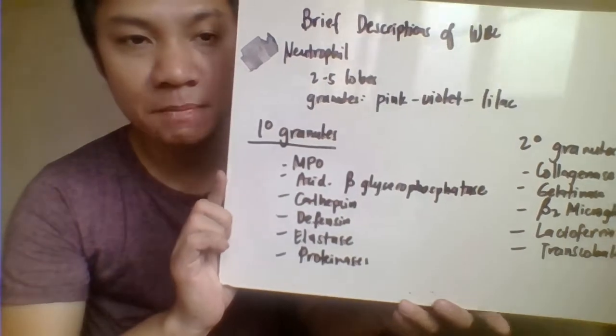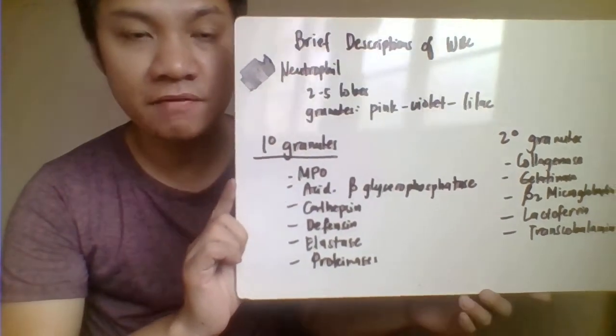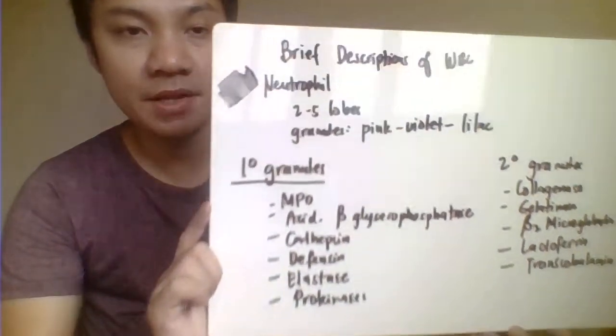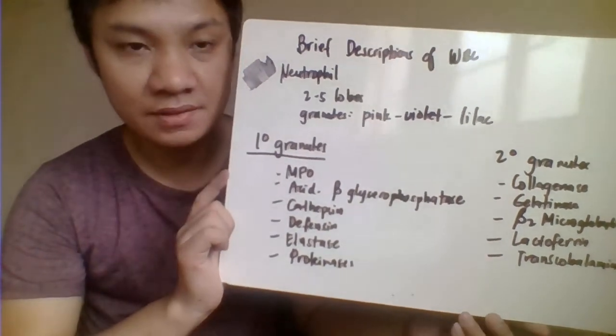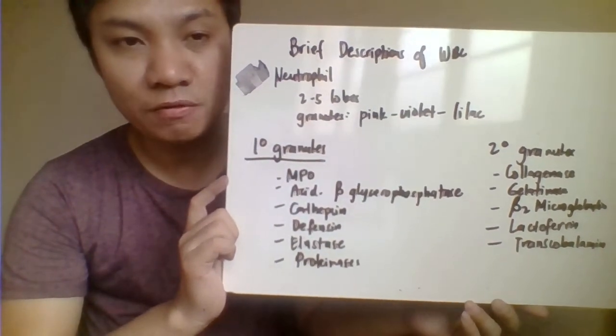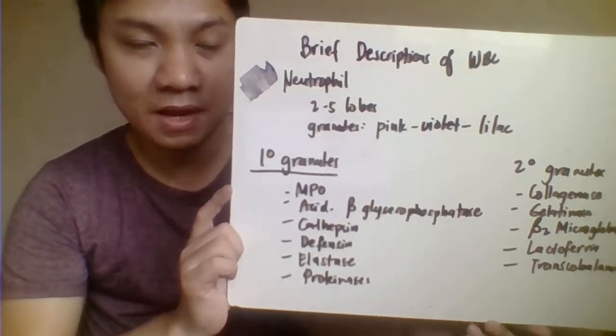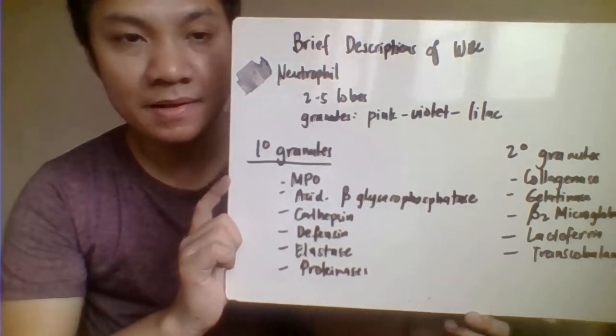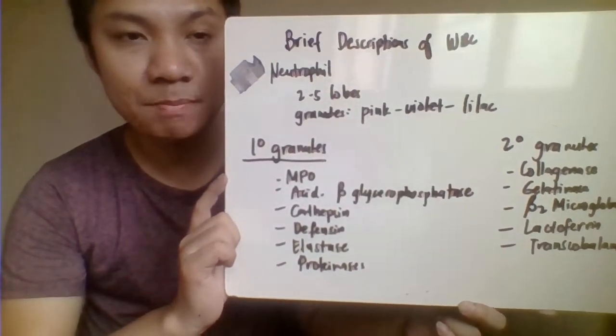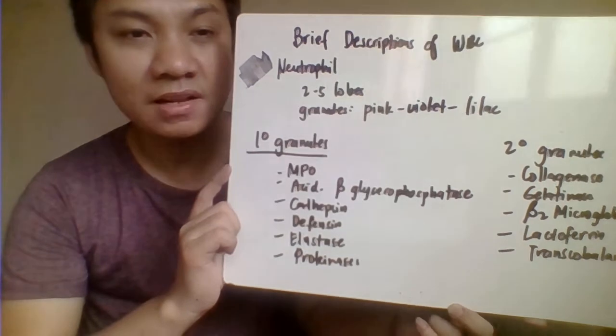Okay, now we go to the brief description of the different WBCs. We start with your neutrophil. So again, neutrophil would have 2 to 5 lobes. More than 5 lobes is hypersegmented. The cytoplasm contains granules, which are pink to lilac to violet in color.